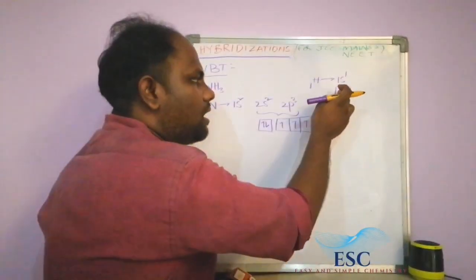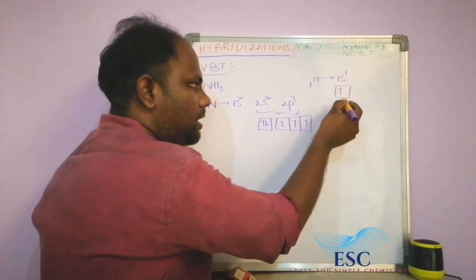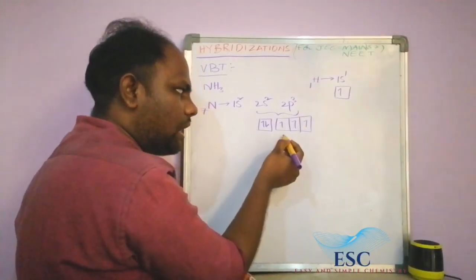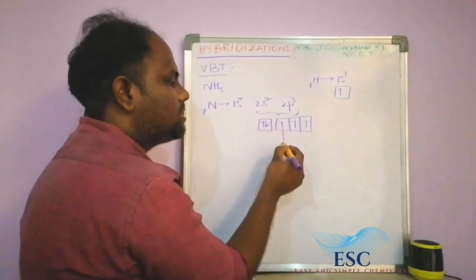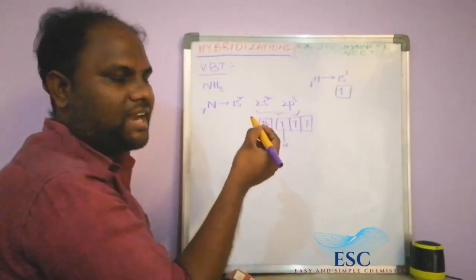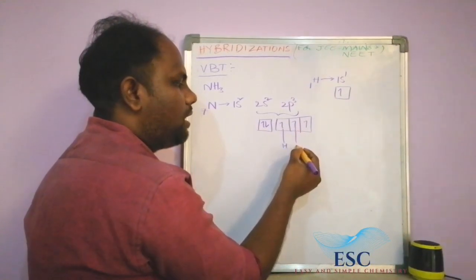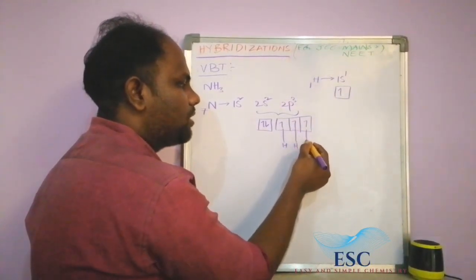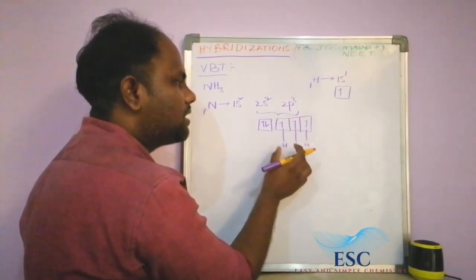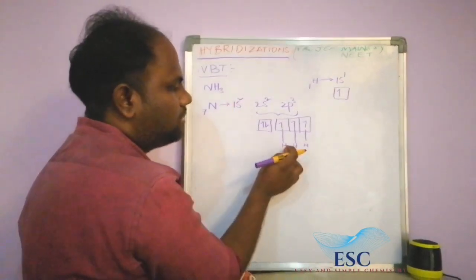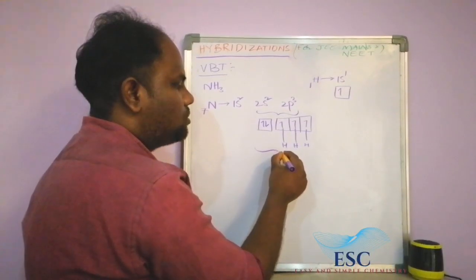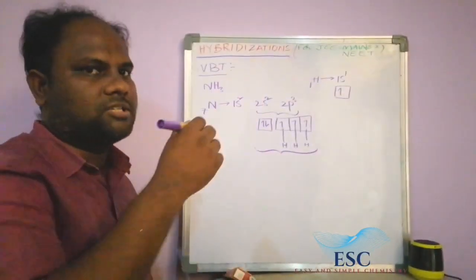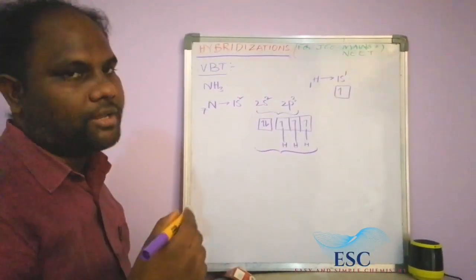This one unpaired electron directly overlaps with the nitrogen unpaired electron. They overlap with each other to form a covalent bond. So each unpaired electron is directly bonded with each hydrogen atom. Because 3 hydrogens are present, that's why we write 3 hydrogens. Right. These total valency orbitals participate in the hybridization.